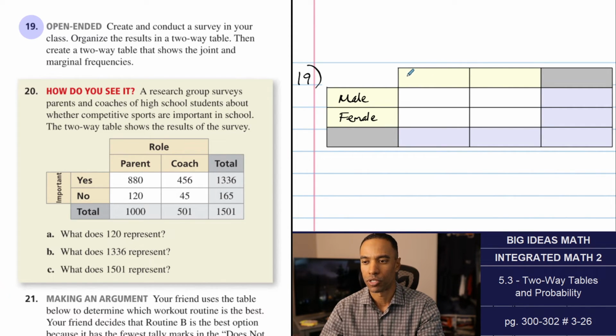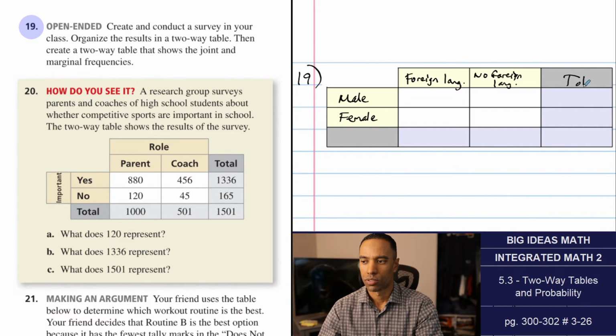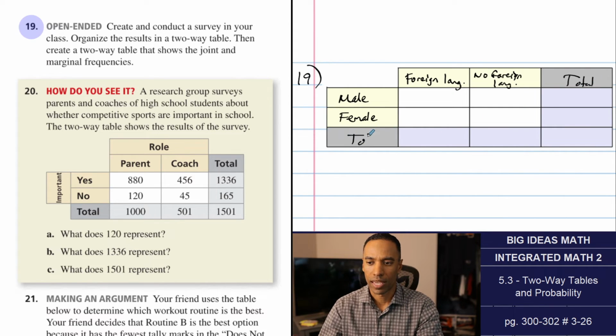Take a foreign language elective or whatever. Foreign lang. Or no foreign lang. Okay, and totals. So you can do it like that, and you'd come up with these values here, right?